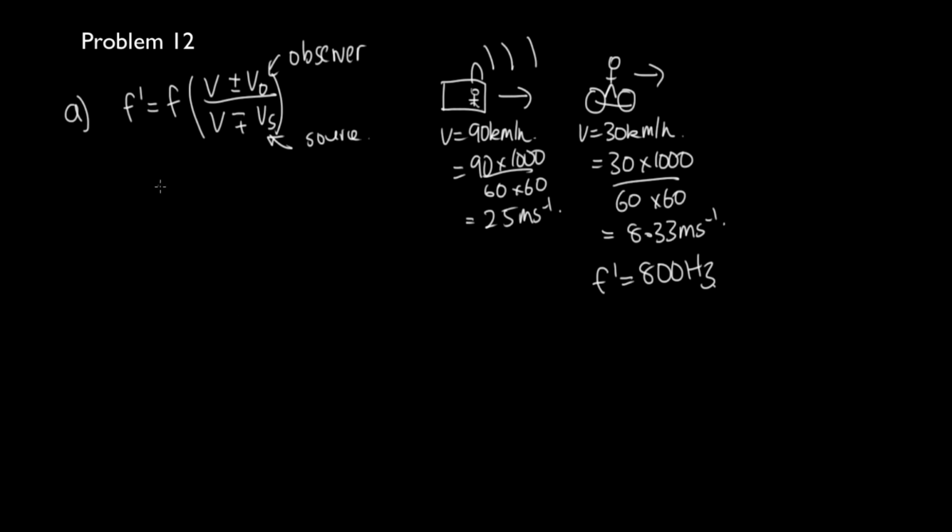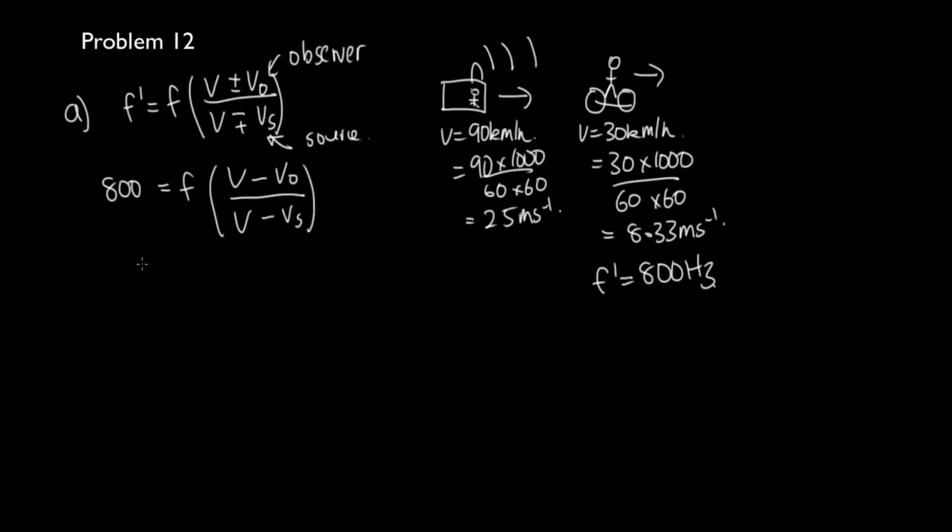So in this case, we know what f dash is. F dash is the 800. So we've got 800 is equal to the frequency of the source, which is what we're trying to find. Now, in this case, the observer, you on the bicycle, are moving away from the ambulance. And so we'll need minus VO over, and now in this case, the ambulance, the source, is approaching you. So we've got v minus Vs.